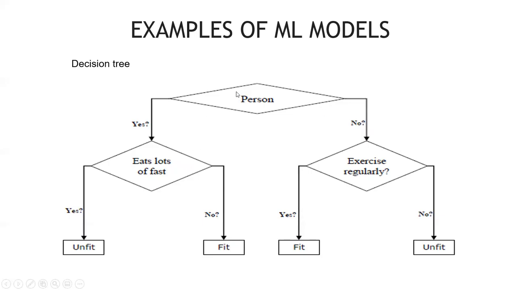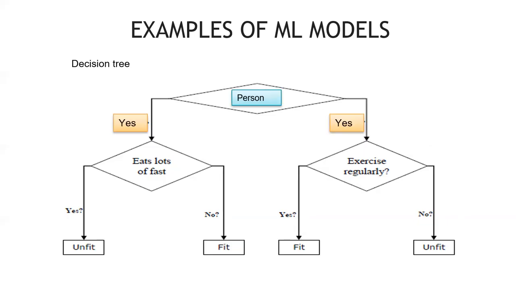Okay, I think this diagram I didn't get correctly. I intend to show a simple illustration of a person eating a lot of fats. You say yes, then we can assume the person is unfit. If it's no, you can assume the person is fit. But does this person exercise regularly? If yes, then we can assume the person is fit. If no, the person is unfit. It's just a matter of drawing your decision variables to determine your output.